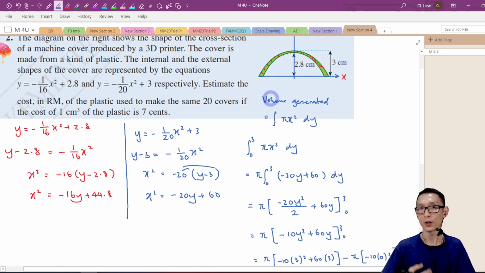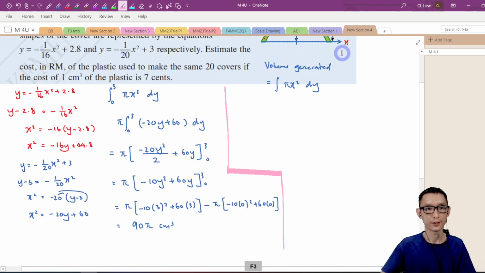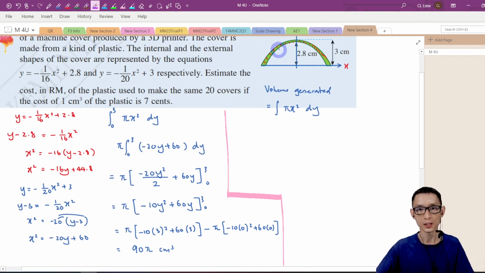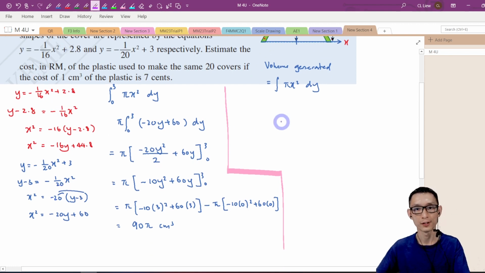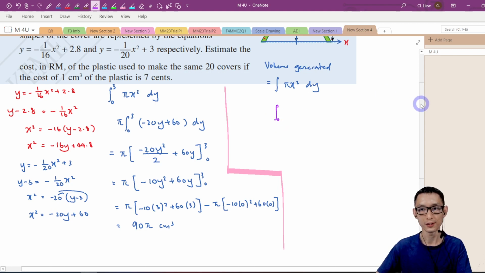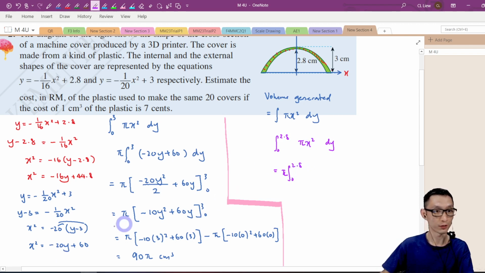Okay, so now we are going to do the same thing for the curve inside one. For the curve inside, the equation, the function is over here. Okay, take this one. So now 0 until 2.8. Still using the same formula, pi x squared dy. Let me bring the pi outside. Okay, what is x squared? X squared is 1. Oh, is that correct?